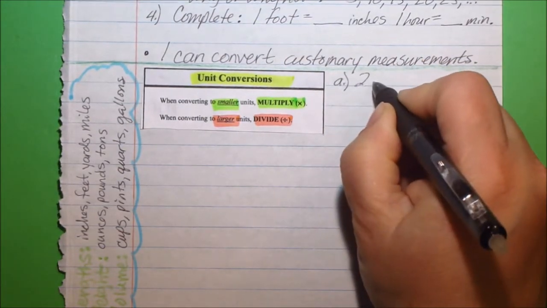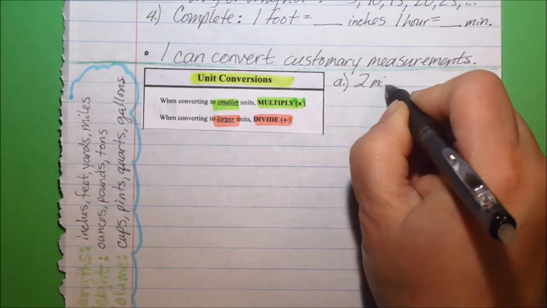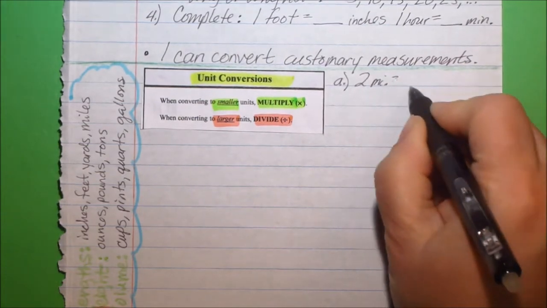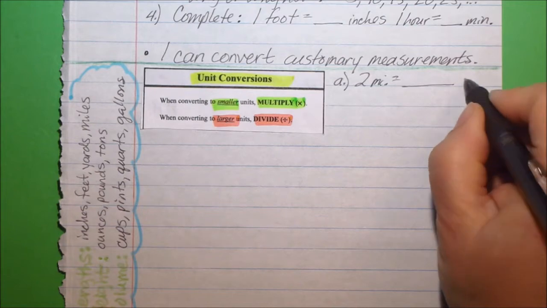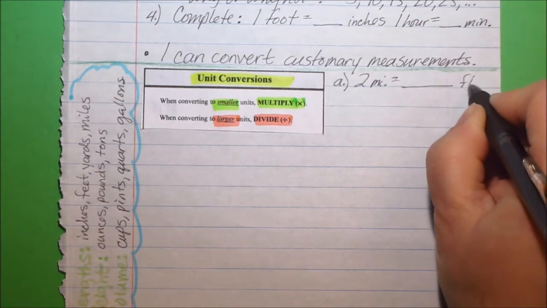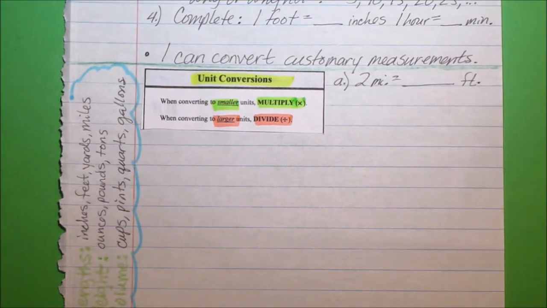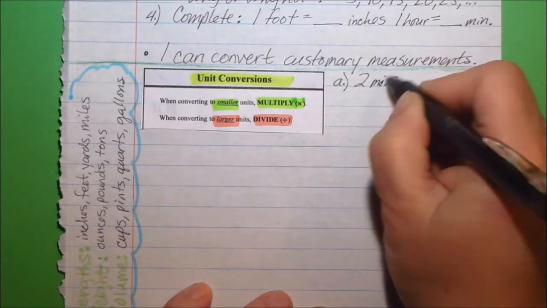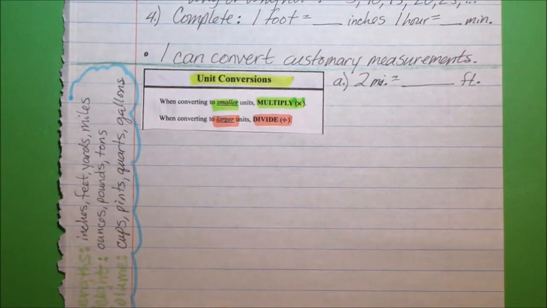2 miles, abbreviated MI, equals how many feet? Okay, 2 miles equals how many feet? All right, well, first we have to know what 1 mile is. And don't worry if you don't know all these numbers. We're giving you a conversion chart that you'll be putting into your notebook.